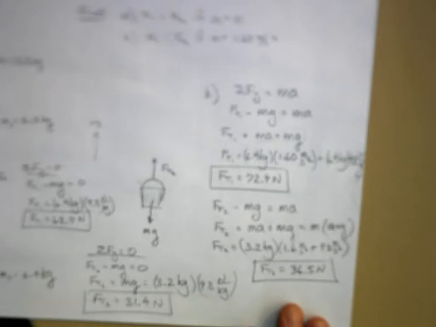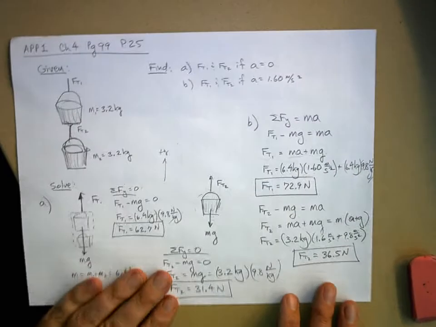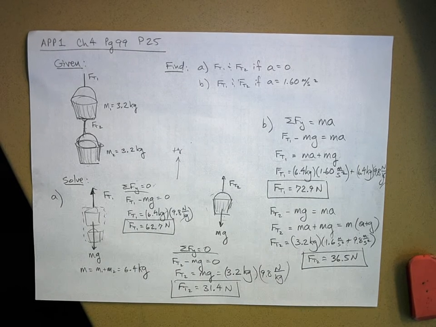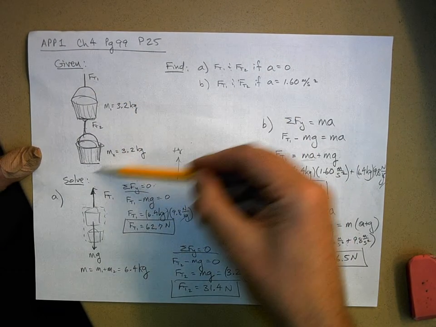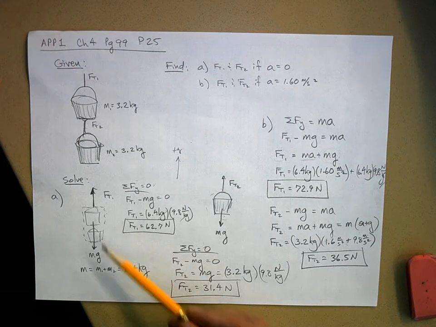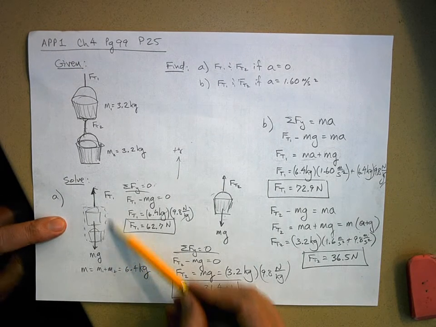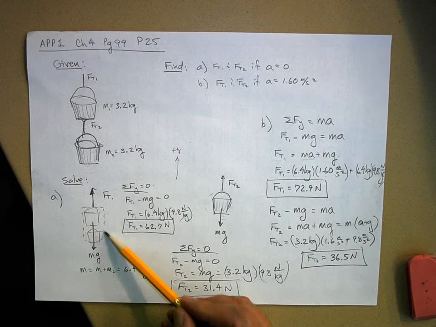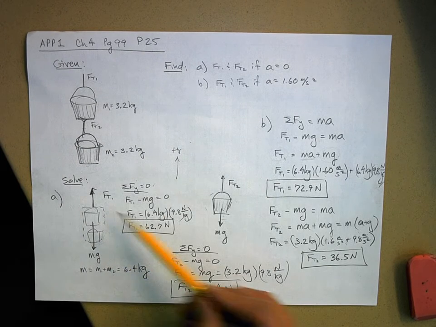So let's back up and look at the whole thing. Zoom out. So here's the key idea in this problem. Here we've got two objects linked together, and if I want to know what this force is, I can just make the objects one free body. I can combine these two buckets into one free body diagram and figure out what the tension force is.